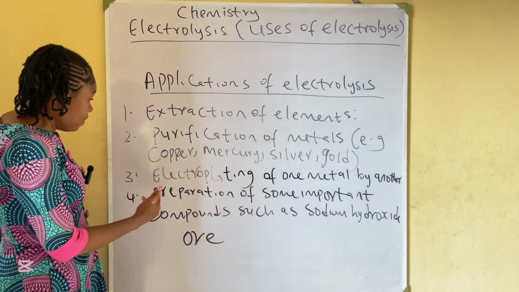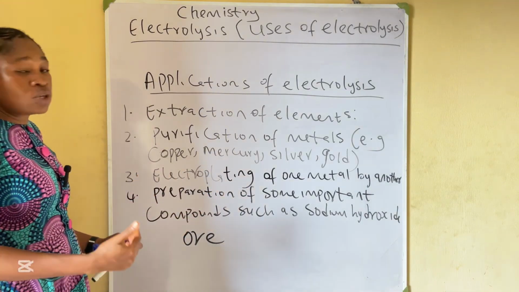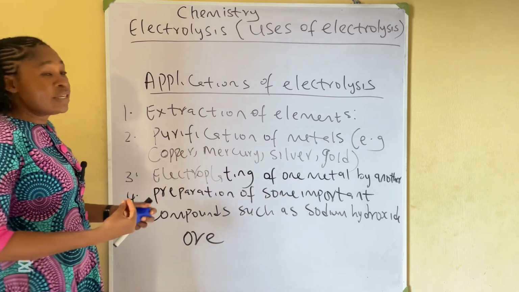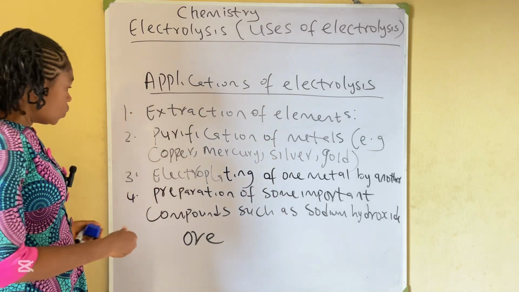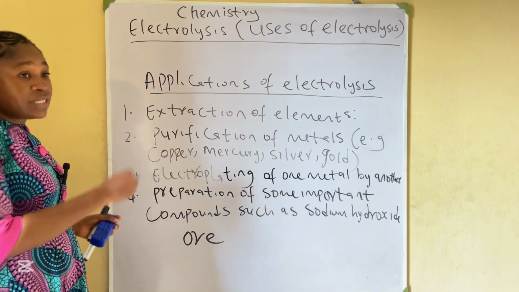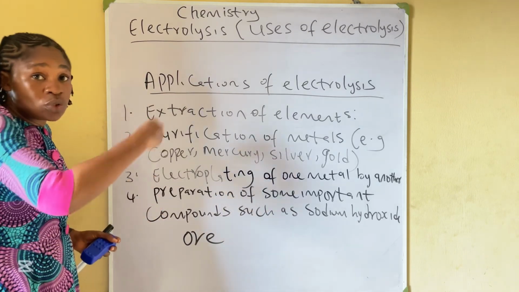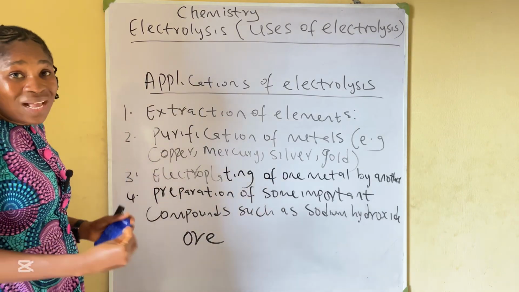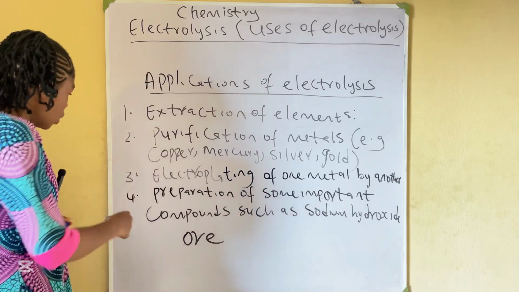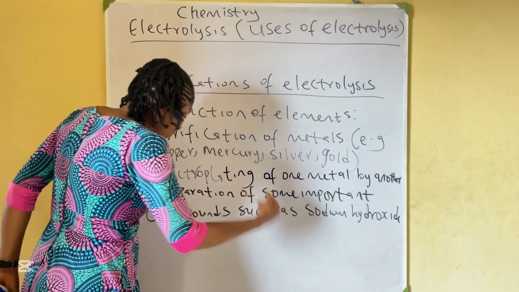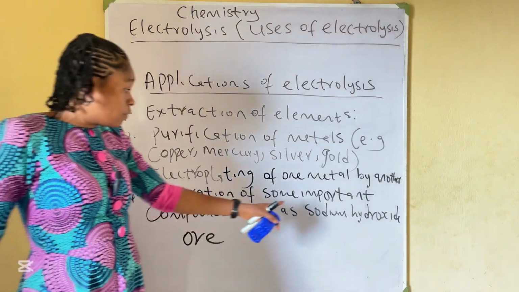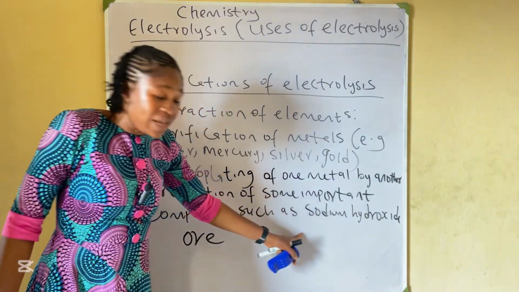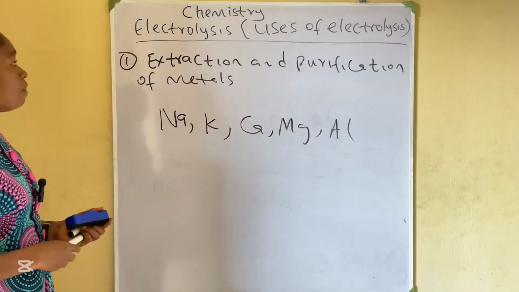Number three is electroplating. What is electroplating? It means coating one metal with another. If zinc is being used to coat another metal, we call it galvanizing. That's galvanization. Number four is preparation of some important compounds such as sodium hydroxide. Commercial production of sodium hydroxide is done using electrolysis of brine.